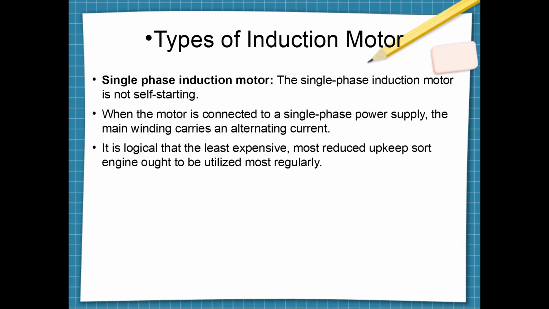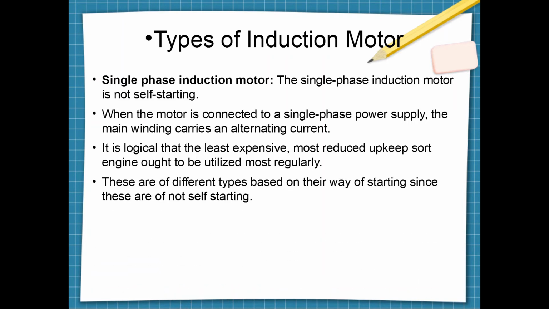It is logical that the least expensive, lowest maintenance type of motor ends up being used most regularly. These are of different types based on their way of starting, since these are not self-starting. They are the least expensive because the coil will be less in single phase as compared to three phase. It reduces the cost of metal.